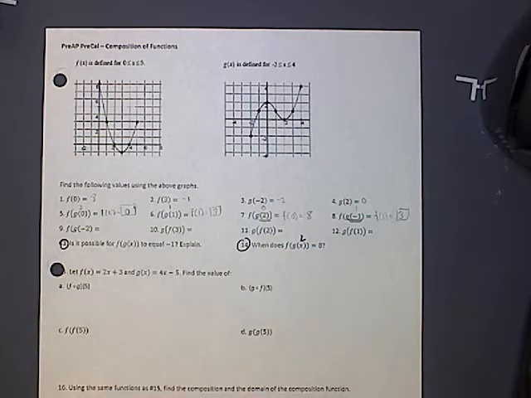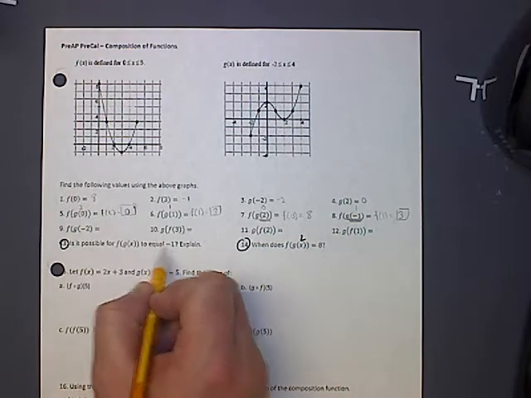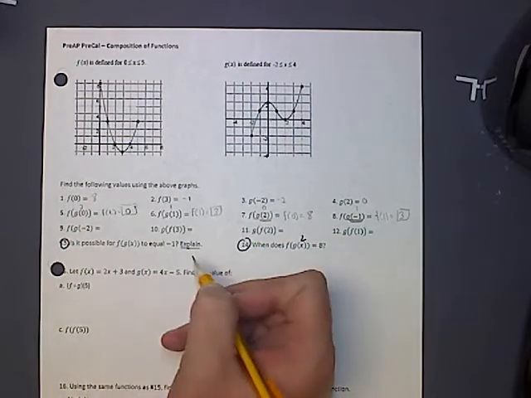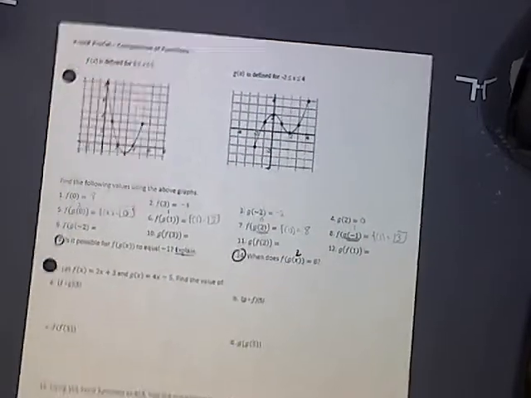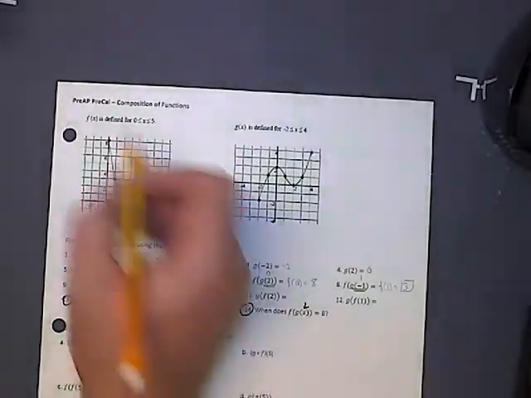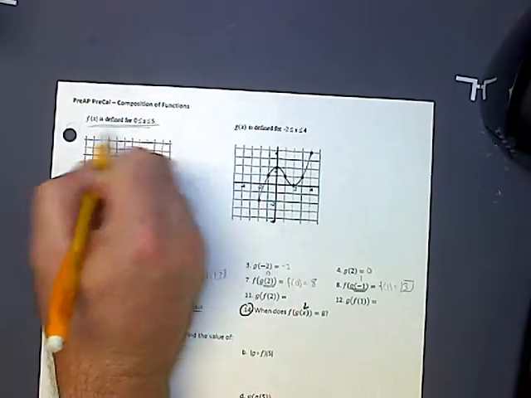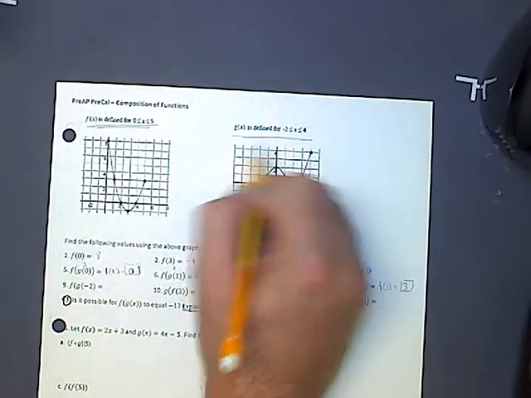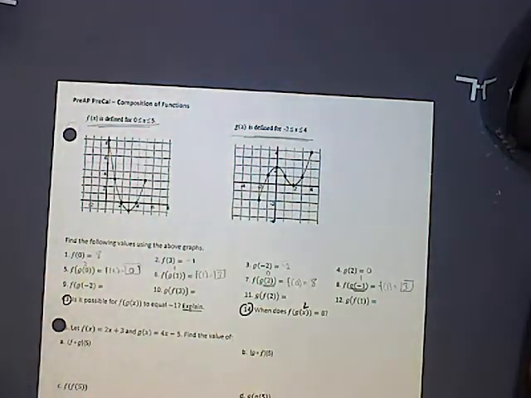Number 13 says, is it possible for f of g of x to equal negative 1? Explain. Okay, I want you to think about this for a minute. And when you're thinking about this, I want you to go up here and look at this and this. Take a moment to think about that.